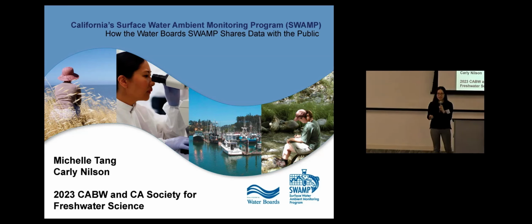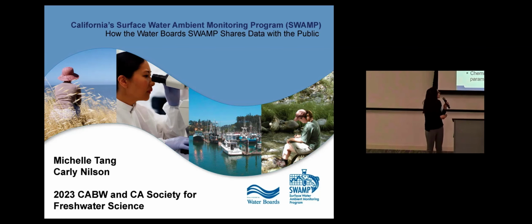So as you'll hopefully see, these two tools are quite different, both in how they're designed and also the specific use cases that they serve. But the overarching goal is to make SWAMP data more approachable and accessible for everyone. So I'll be starting us off with some slides about the SWAMP data dashboard, and then Carly will follow with an overview on the FHAB incident reports map.